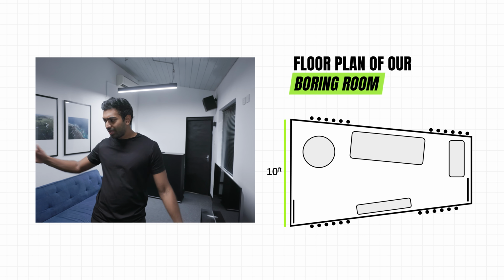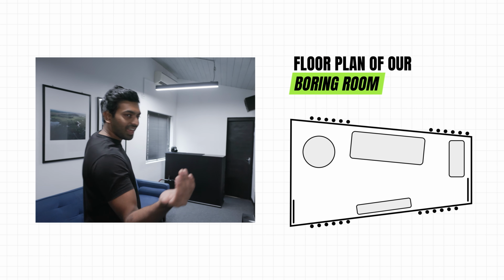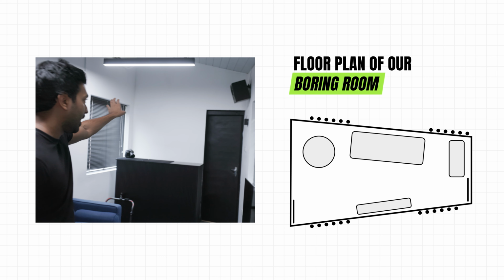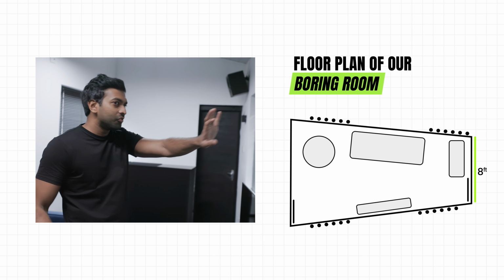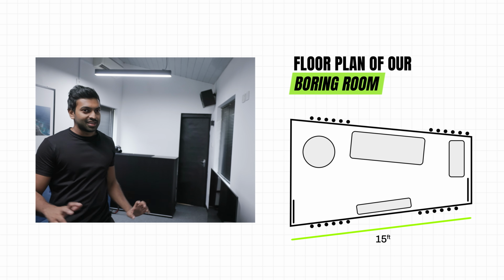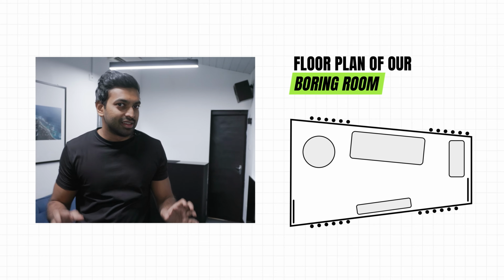Let me give you a little bit of context on this room. This is a spare room we have in our studio. It's less than ideal. There's about 10 feet across. The walls are diagonal, so at the back there's maybe 8 feet. There's maybe about 15 feet of depth, which is nice, but it's certainly less than ideal. Okay, let's get to work.